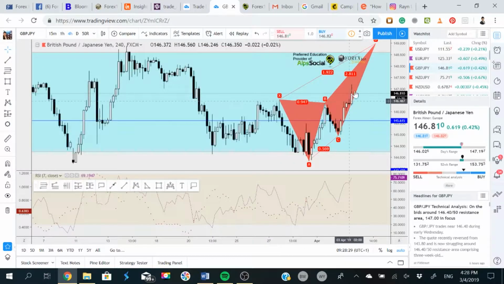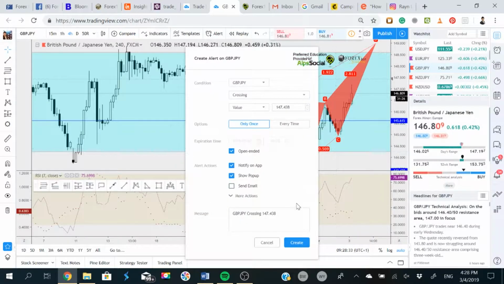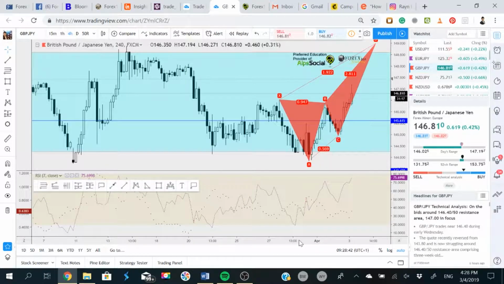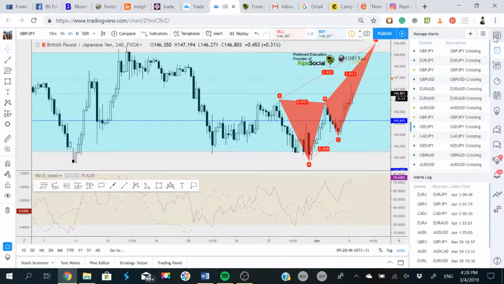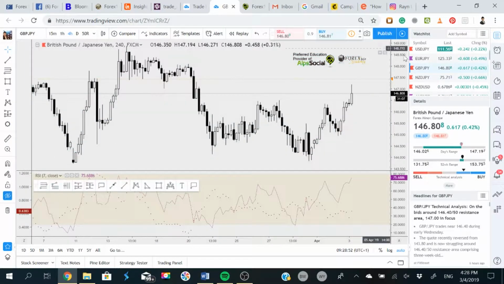Now let's try it again. Right click, alert, H4, emerging deep crab pattern. Alright, all good. Alright, with that done, let us head down to the halfway mark, which is New Zealand yen.